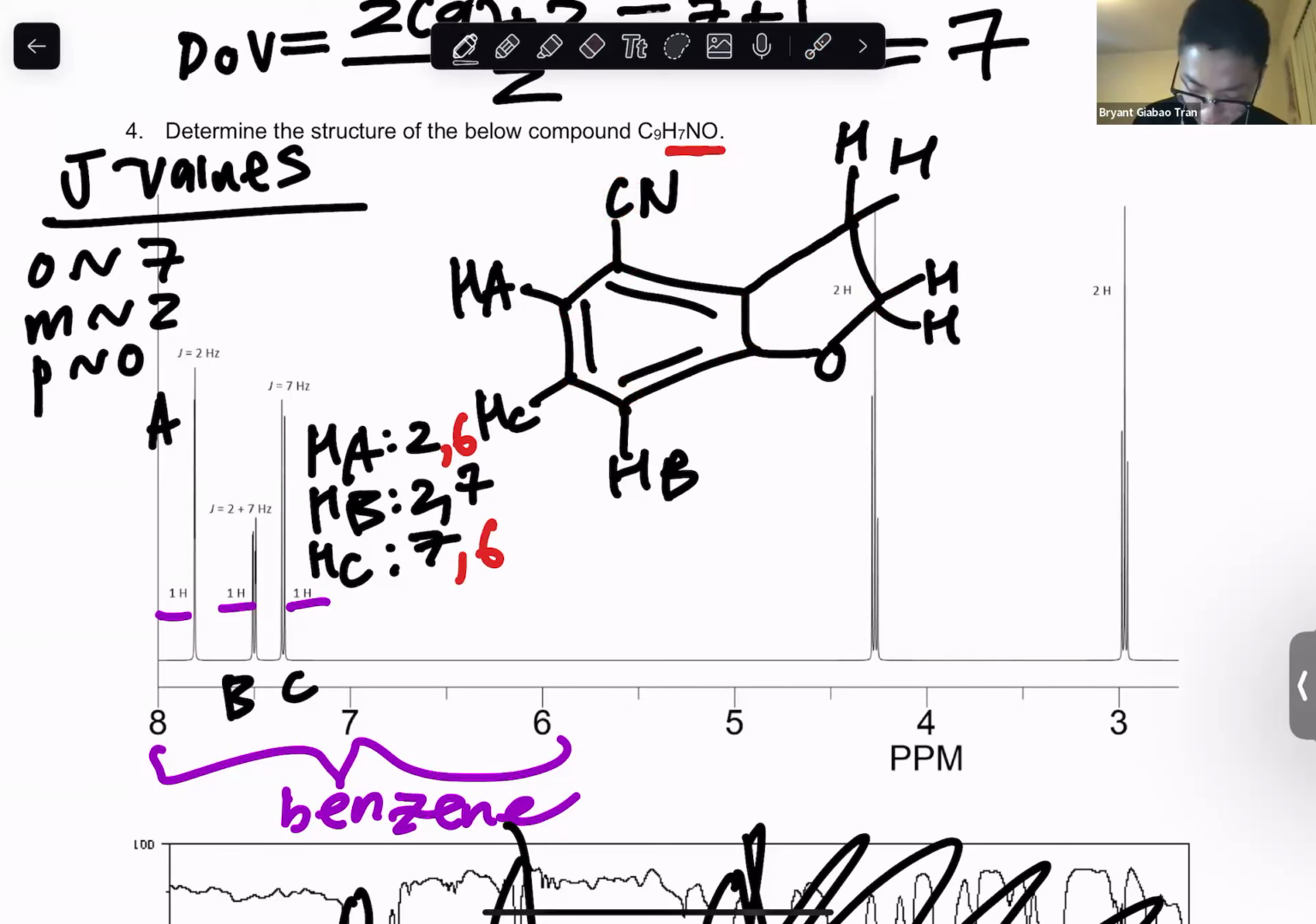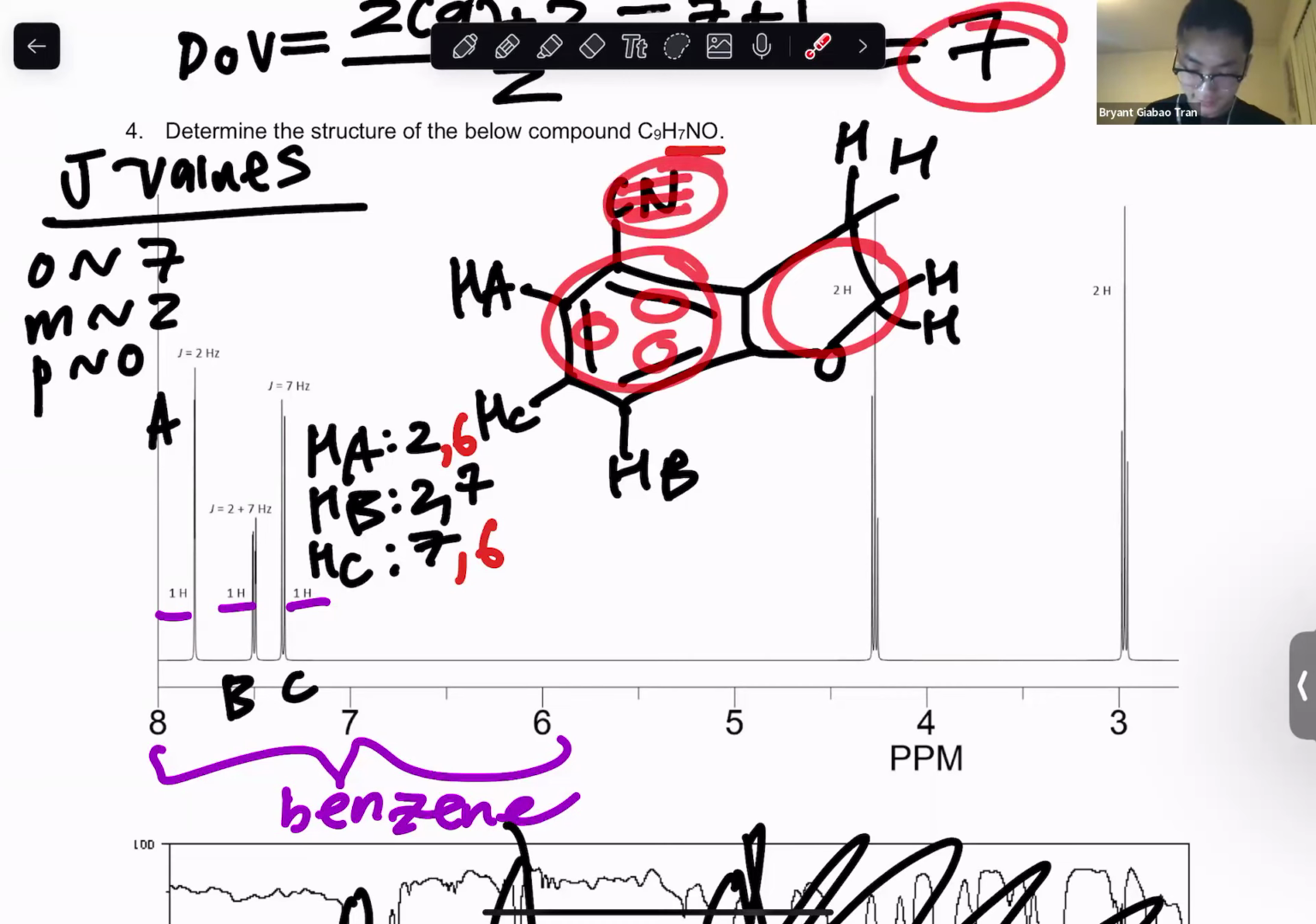So we have to connect it like that, which makes a ring. And this ring counts as 1 DOU, which fulfills all of the 7 DOU now. So that's 1, 2, 3, 4, 5, 6, 7 DOU from the triple bond there. So that counts out for that.